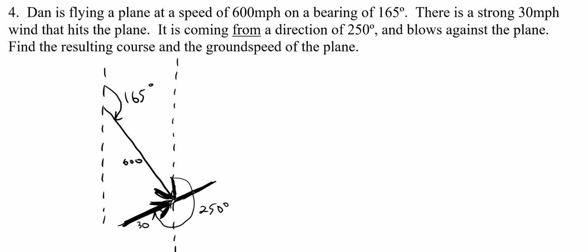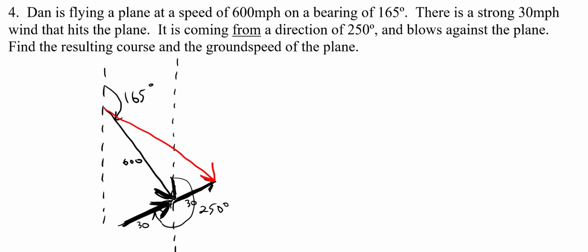I didn't do anything with it. I just redrew it. I moved it, kept the same direction. This is the wind vector, and this is 30. Okay? And then we draw our resultant vector. That's it. That is the picture. Okay, you got to get it right.